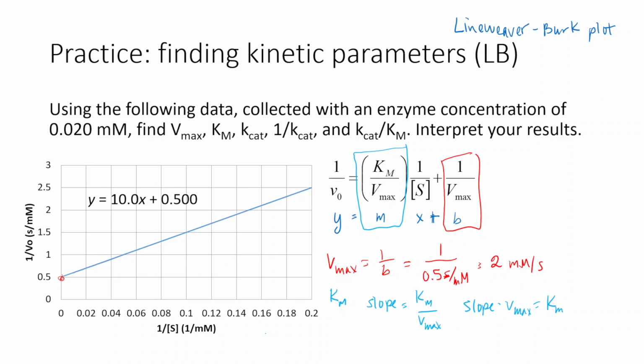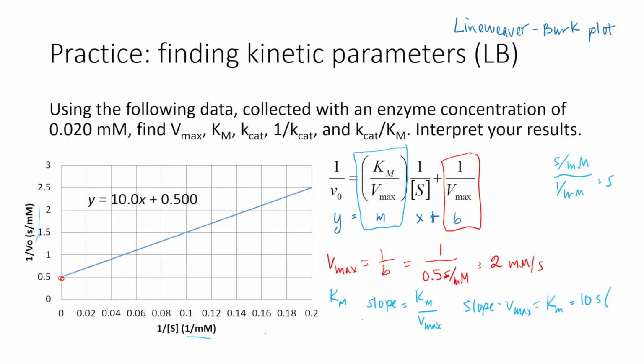So what is our slope of the line? What number? 10, yes. And what units are that? It's kind of tricky. Remember, our slope is always y over x. Our units for y are seconds per millimolar. Our units for x are 1 over millimolar. So overall, if you do seconds per millimolar over 1 per millimolar, it's seconds, exactly.